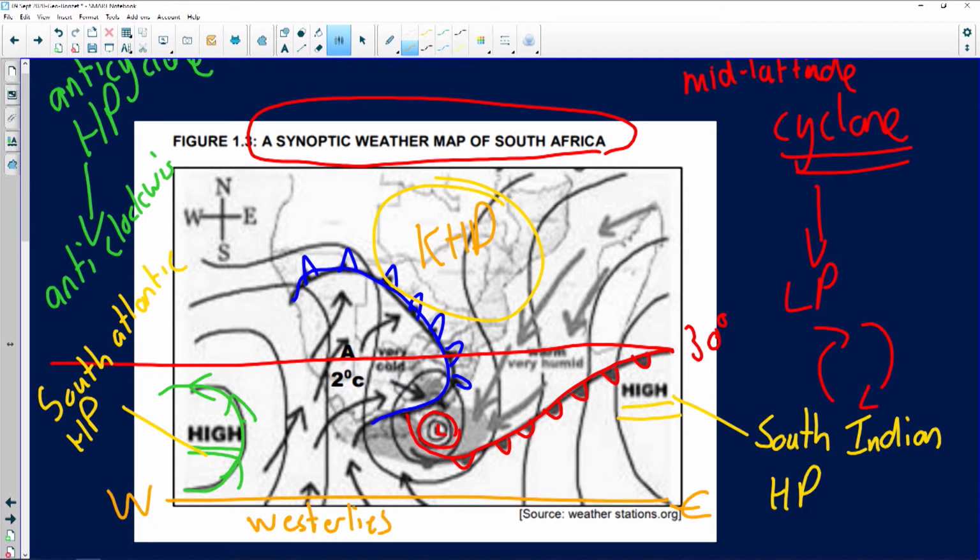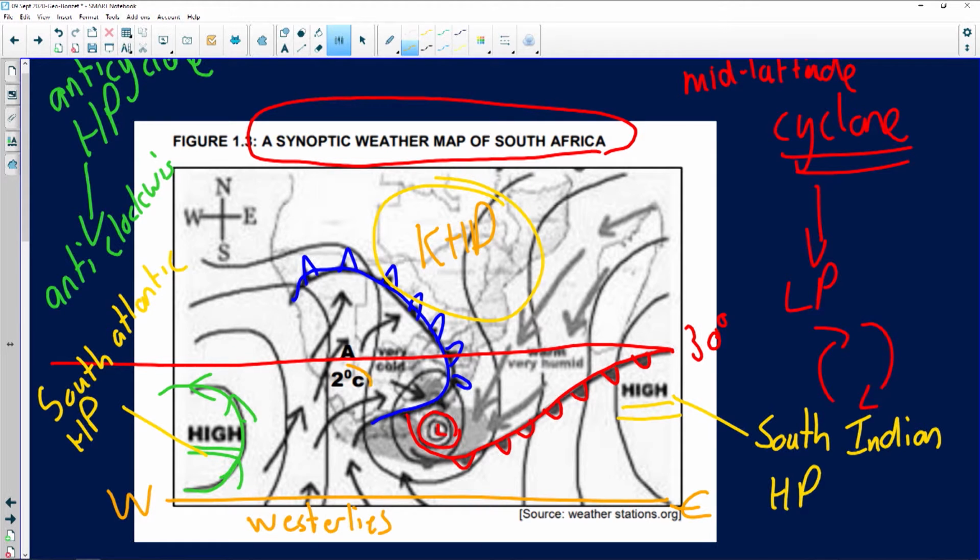Okay. Now, what's basically tried to happen over here, grade 12s? This cold front tries to catch up with the warm front. It's like cops and robbers. Remember, a front separates two different masses of air. It's like a brick wall. On the one side, we have warm air, and the other side, we have cold air. That's what the front does.